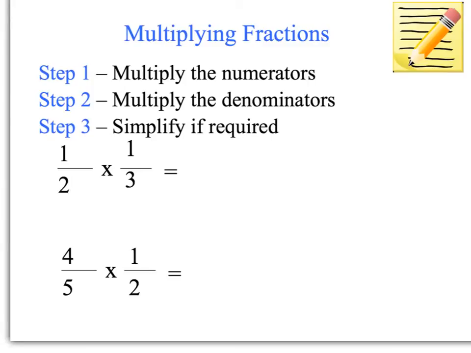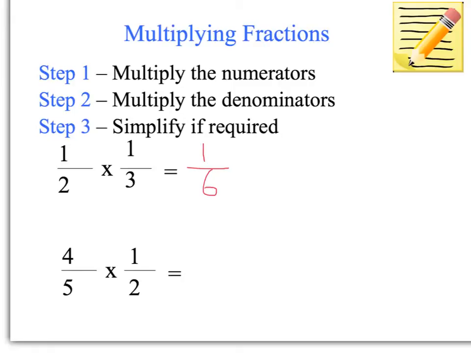Alright, so when we're multiplying fractions, this is actually one of the easiest things to do when we're dealing with fractions. You just multiply the numerators together, then you multiply the denominators, then if it's required, you simplify it. So I'll just do a couple of examples for you. 1 times 1 is 1, so we're multiplying the numerators. Then we multiply the denominators, so 2 times 3 is 6, and there's no need to simplify that one.